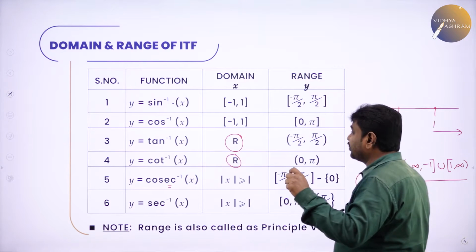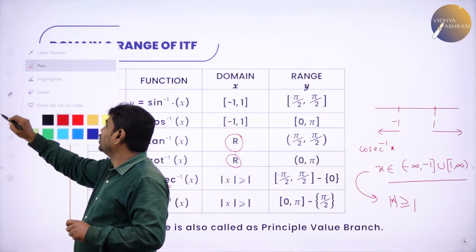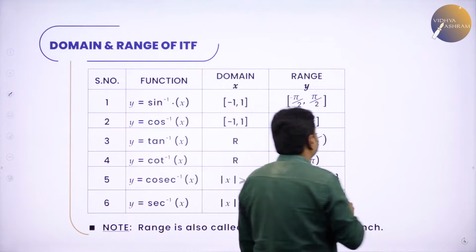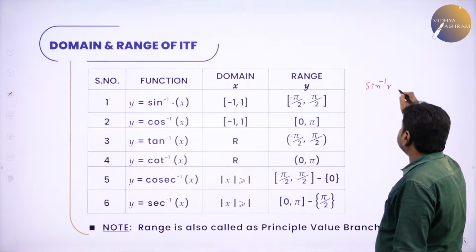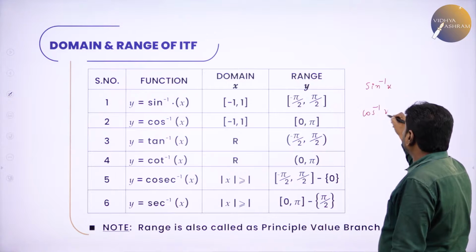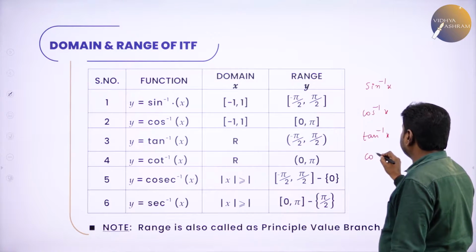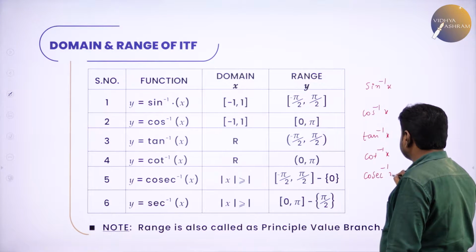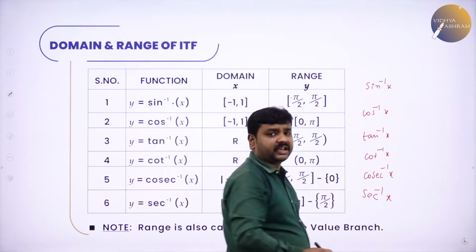Just I will summarize how to produce this table. It will take 10 seconds for you to produce this table, but this is a basic table. This is derived from the graph. Now what are the minimum and maximum values? First I will write domain. For sine inverse x, cos inverse x, tan inverse x, cot inverse x, cosecant inverse x, and secant inverse x. For these, let me write domain.